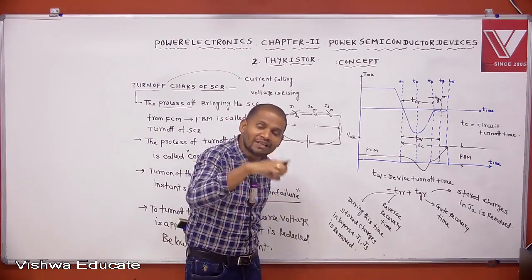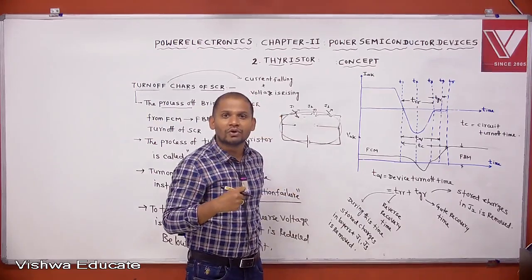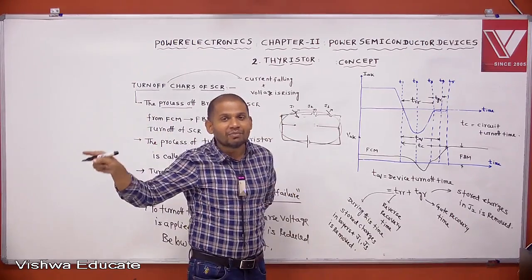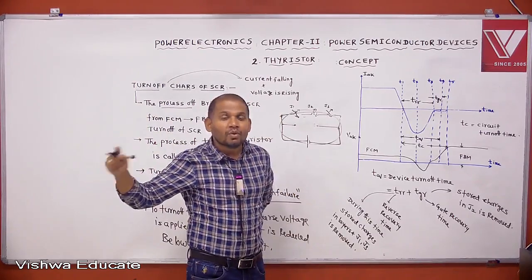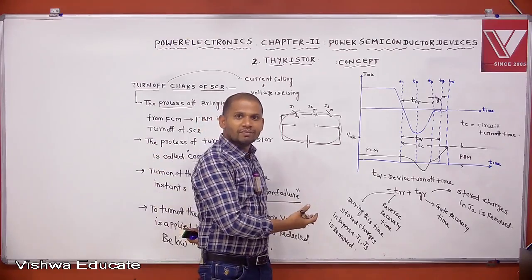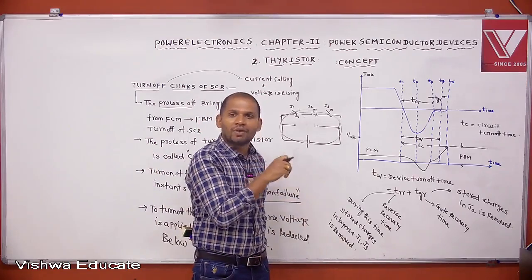Still, if some charge carriers are missing, you want to remove those charge carriers also. Then we give some extra time. Like a doctor giving time: you have recovered now within fewer days, that is the device turn off time. Here also, in the circuit we are applying reverse voltage, that is the circuit turn off time. Extra time we are applying.